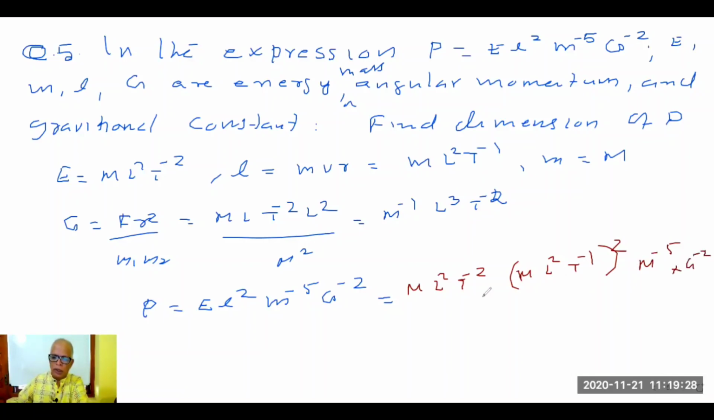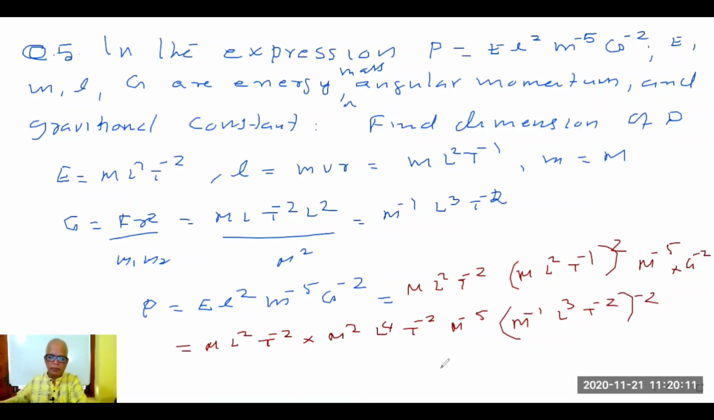Now put the dimensions here. So what will you get here? M L square T raised to minus 2 into M square L raised to 4 T raised to minus 2, into M raised to minus 5, into the dimension of G, M raised to minus 1 L cube T raised to minus 2, the whole raised to minus 2.